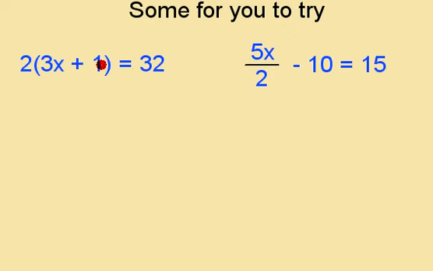So on this question, we need to multiply out the brackets first. 2 times 3x is 6x, and 2 times 1 is 2.